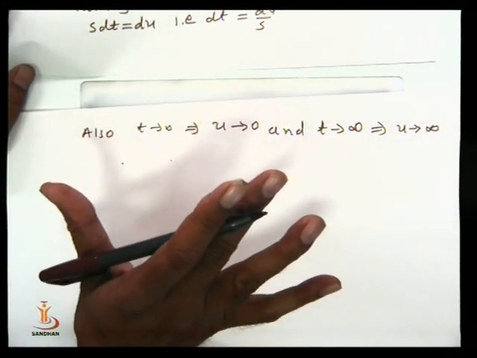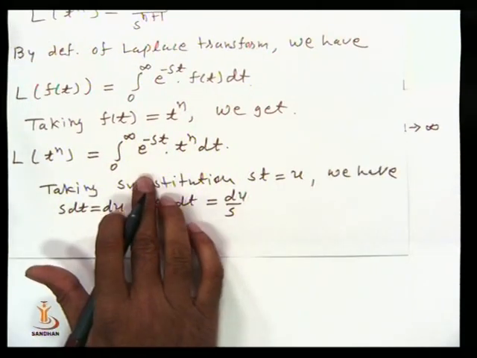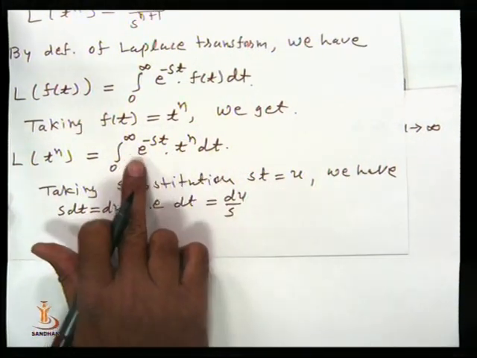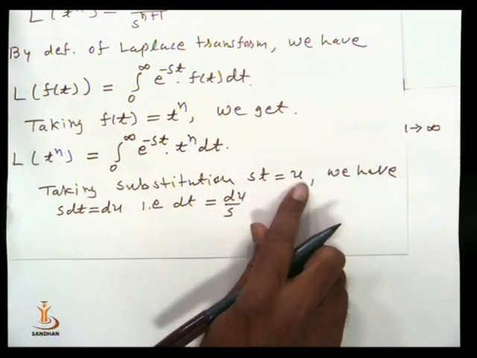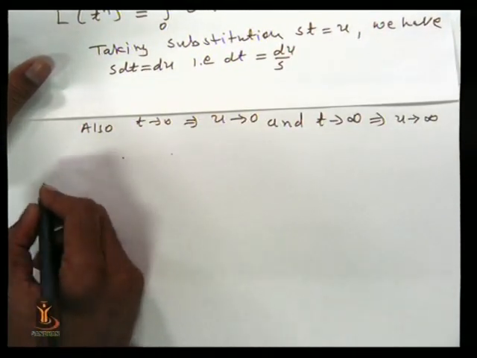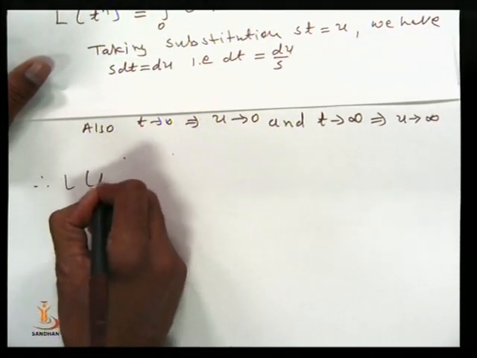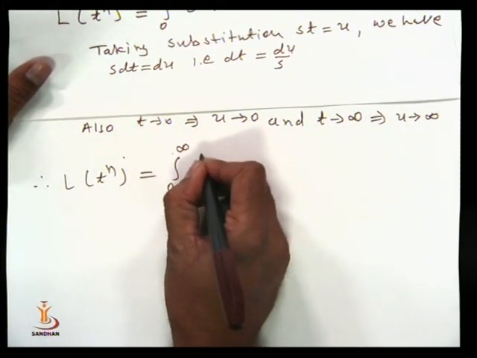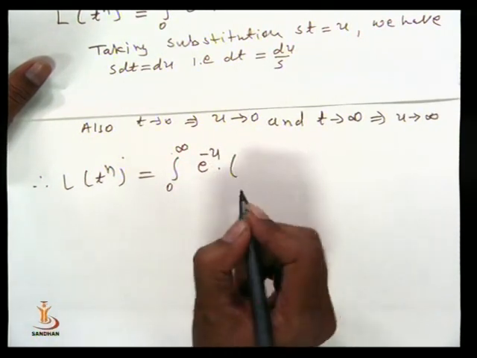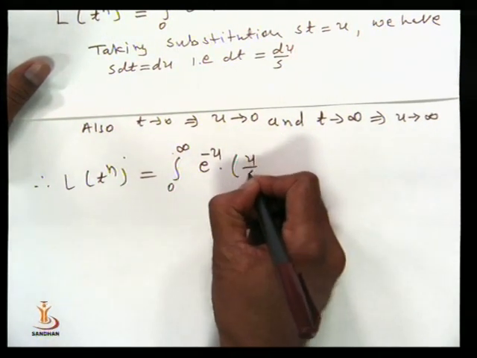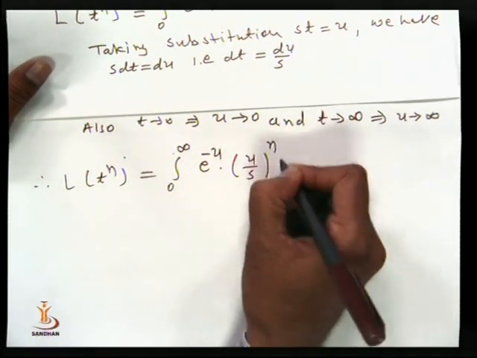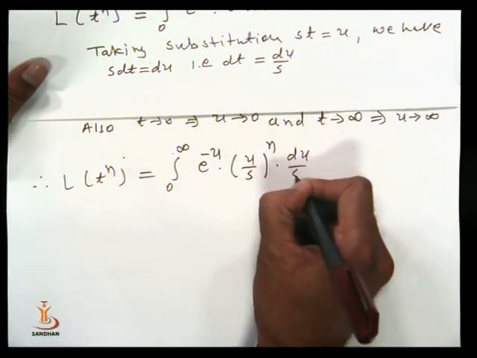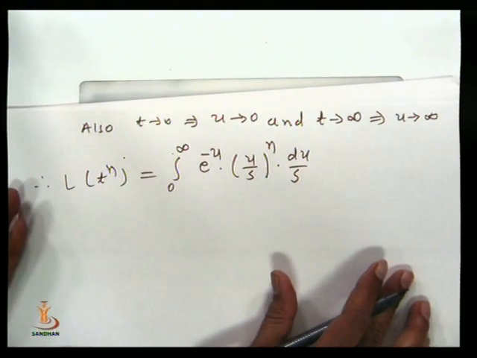We put this substitution in the right hand side integral, 0 to infinity e raised to minus st into t raised to n dt. We put st equal to u, that is t equal to u upon s. Therefore Laplace transform of t raised to n equal to integral limit 0 to infinity e raised to minus u into, we replace t by u upon s bracket over raised to n, and dt equal to du upon s. So we have taken substitution.